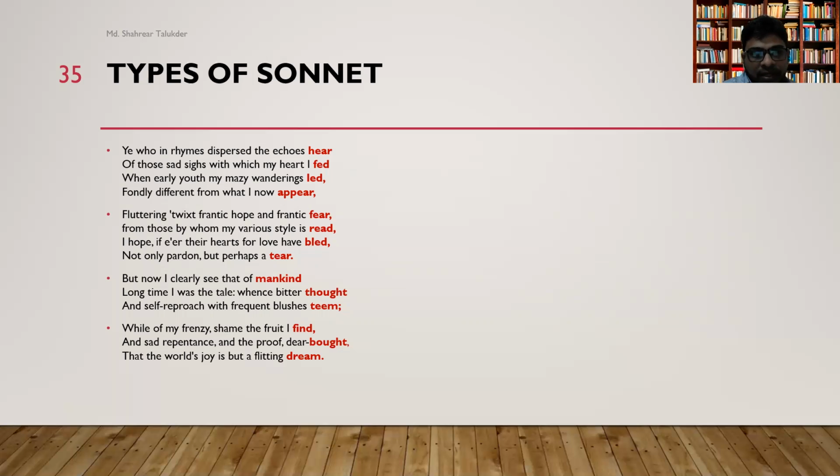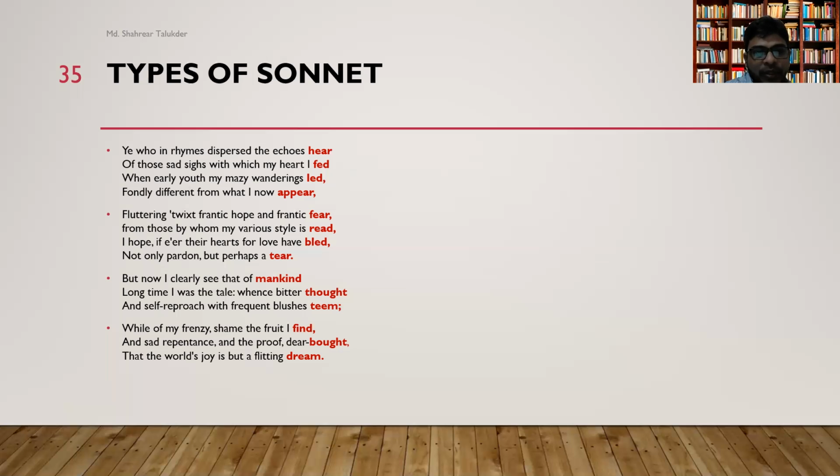Now, these first 4 lines are one quatrain, the second 4 lines are the second quatrain. So 2 quatrains together make 8 lines. These first 8 lines are called the octave. Okay? The first 8 lines are called the octave. Now in the second part we have 6 lines.